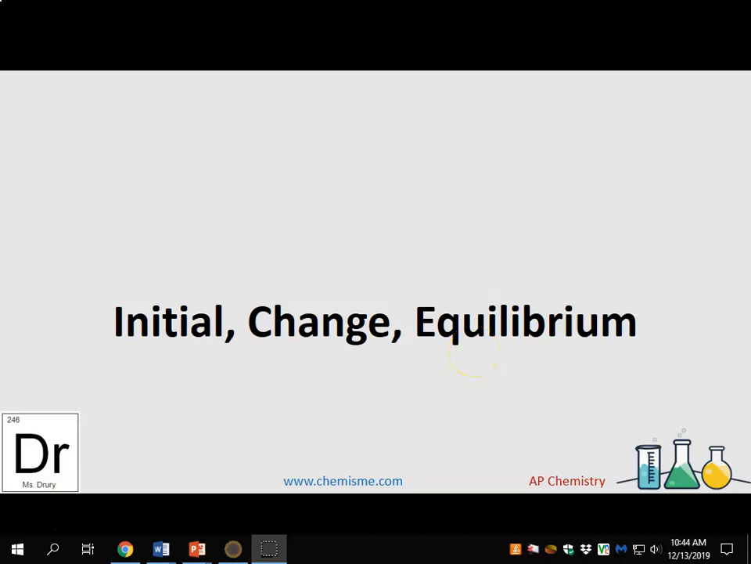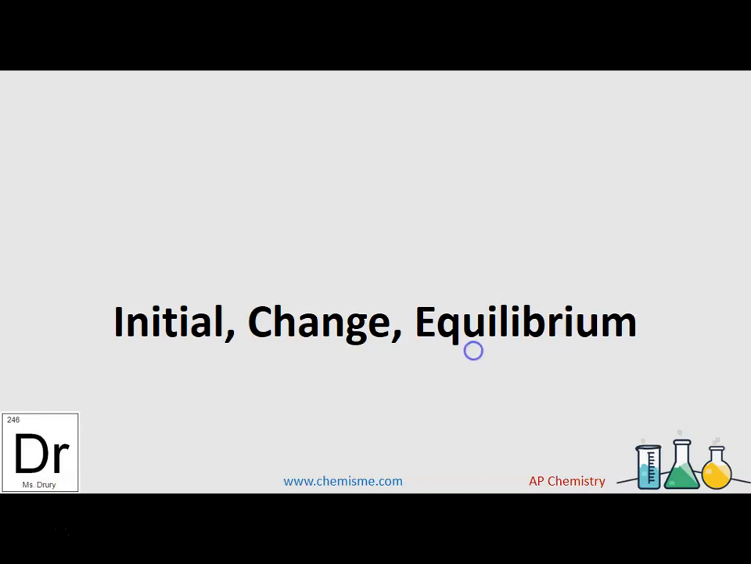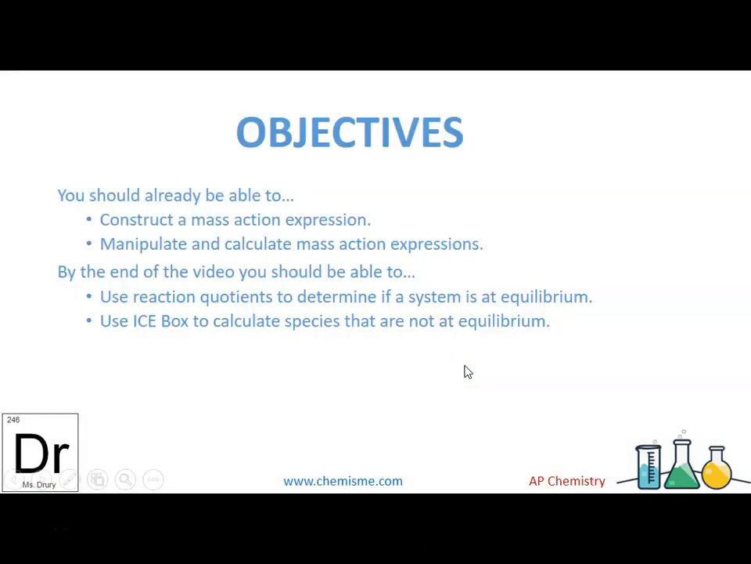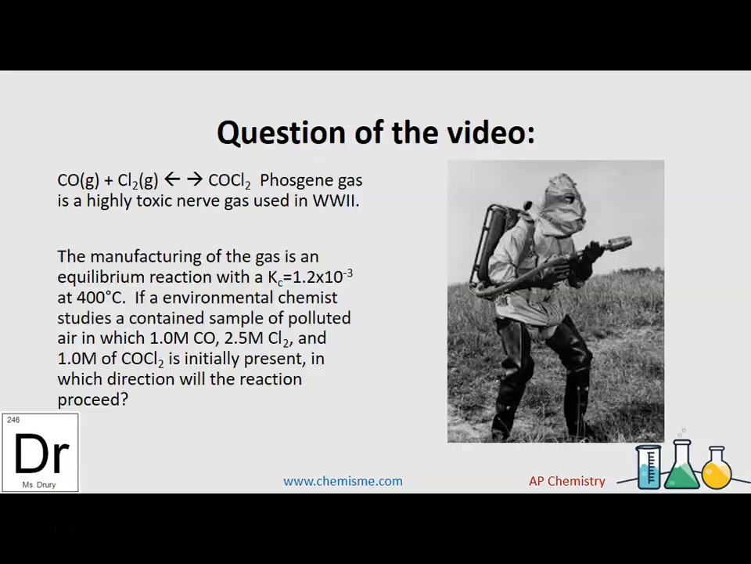This video is about when you are given initial, change, and equilibrium conditions in one single question. We call it the icebox questions. You should already be able to construct a mass action expression and manipulate those expressions to calculate them, and by the end of the video, you should also be able to use reaction quotients to determine if a system is at equilibrium, and if it's not, use iceboxes to calculate its equilibrium conditions.